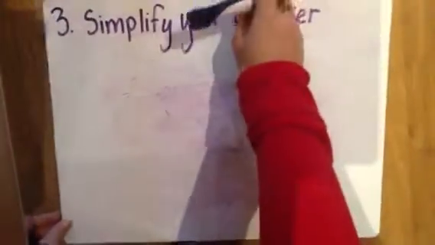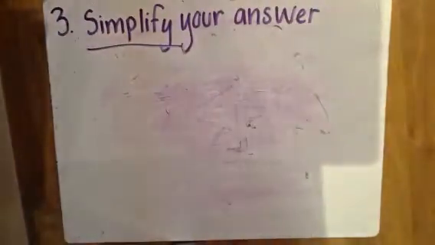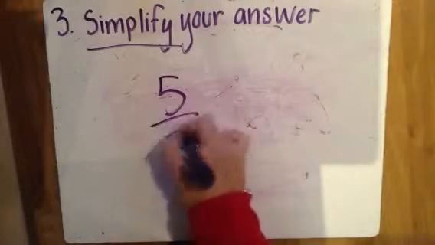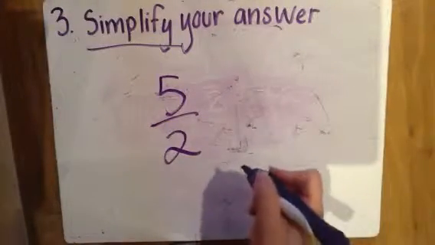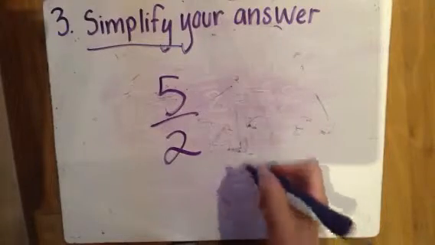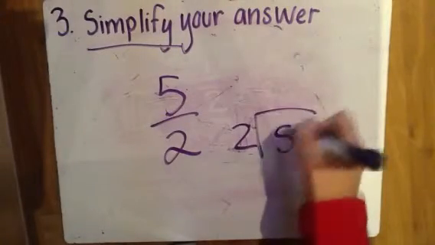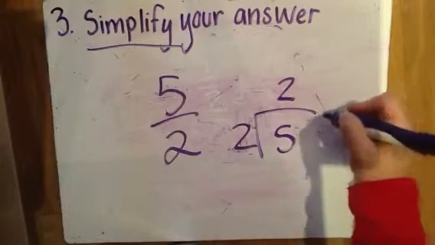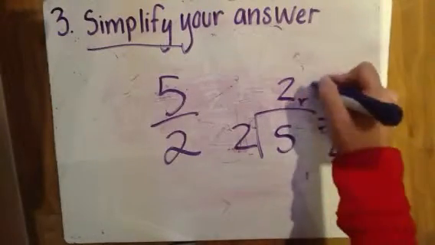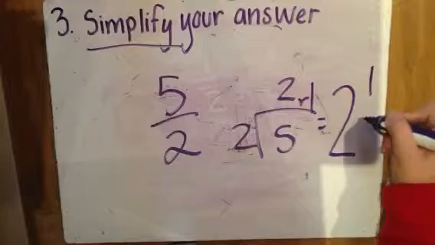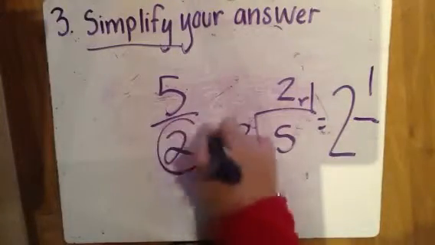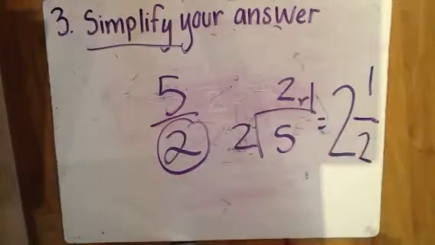The third step, like everything with fractions, is we simplify our answer. Our answer was 5/2. We simplify this by converting it into a mixed number. 5 divided by 2 is 2, so our whole number is 2. Our remainder of 1 is our new numerator, and our denominator of 2 stays the same. So the answer to 1/2 divided by 1/5 is 2 1/2.